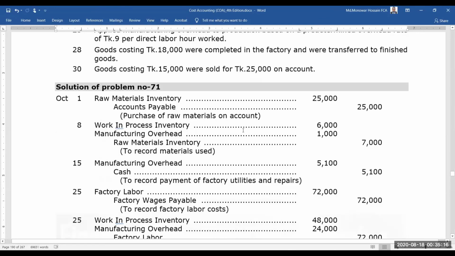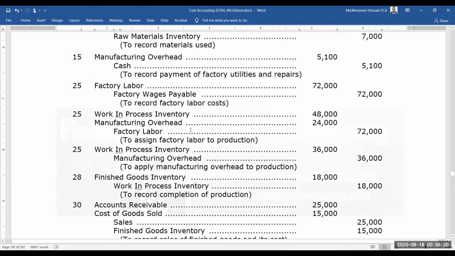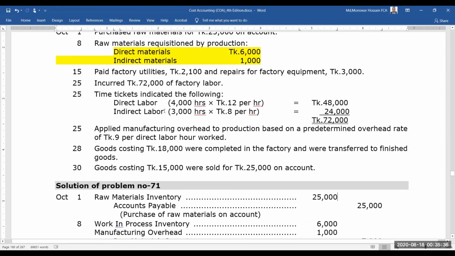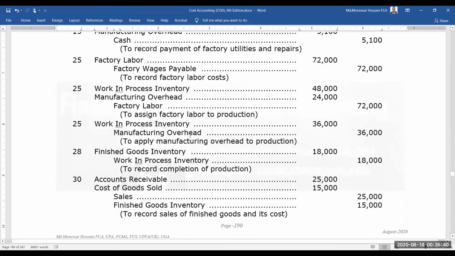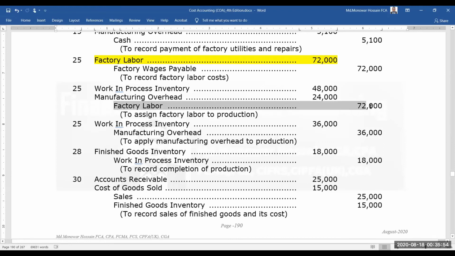Same way factory labor 72,000, that means incurred 72,000 factory labor. So factory labor 72,000, factory wages payable 72,000 to record factory labor costs. Time tickets indicate the following: direct labor and indirect labor, total 72,000. So look here, work in progress inventory 48,000 and manufacturing overhead 24,000. So factory labor that we did here in the debit is now the credit.